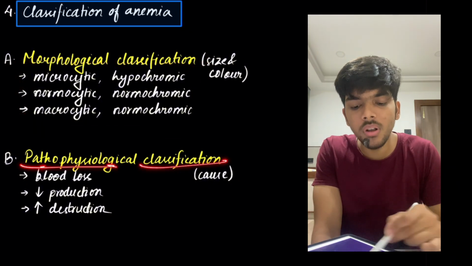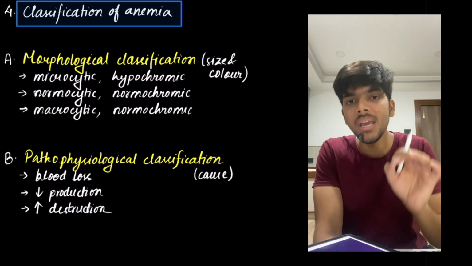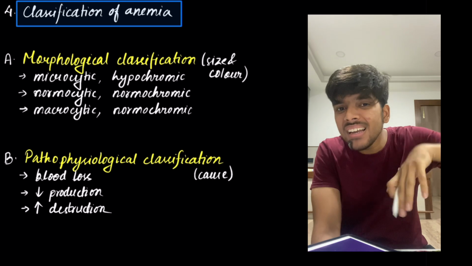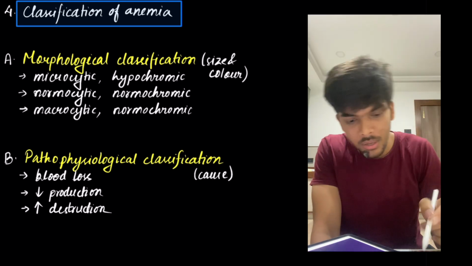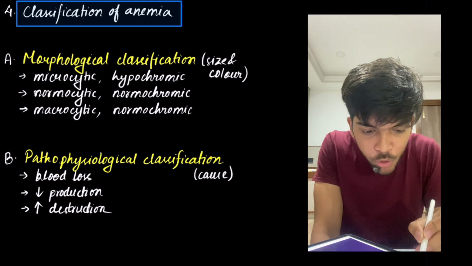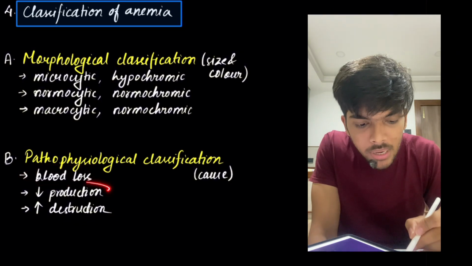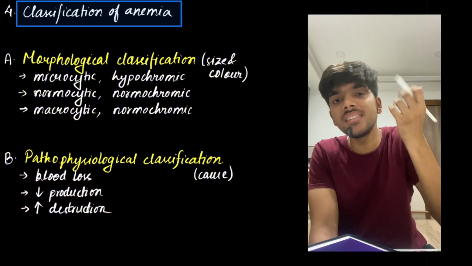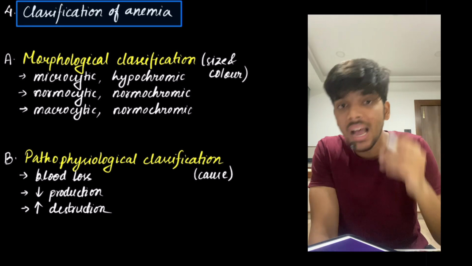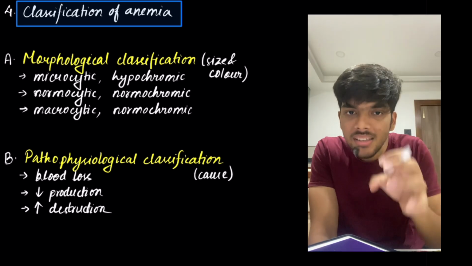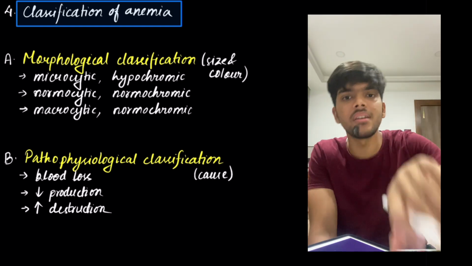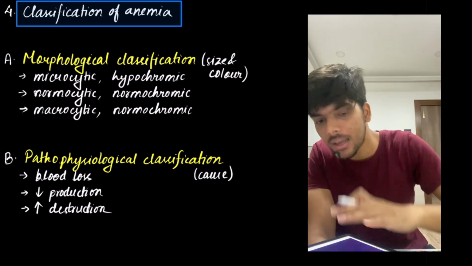Then pathophysiological classification, where anemia is classified on the basis of the cause of the anemia. How exactly is anemia caused? So there's anemia due to blood loss, or anemia due to decreased production of RBC, or anemia due to increased destruction of RBC. Either way, there is decrease in the mass of the red blood cell. As a result, there is decrease in the concentration of hemoglobin, leading to anemia.